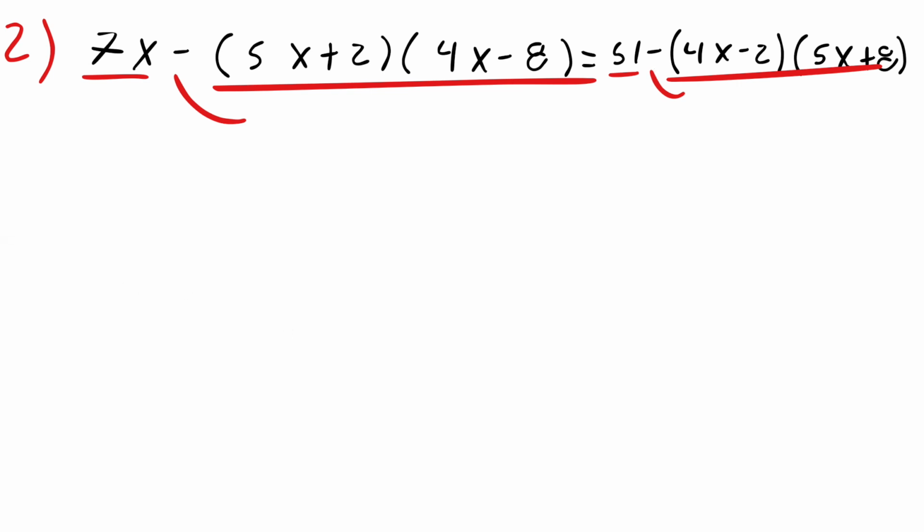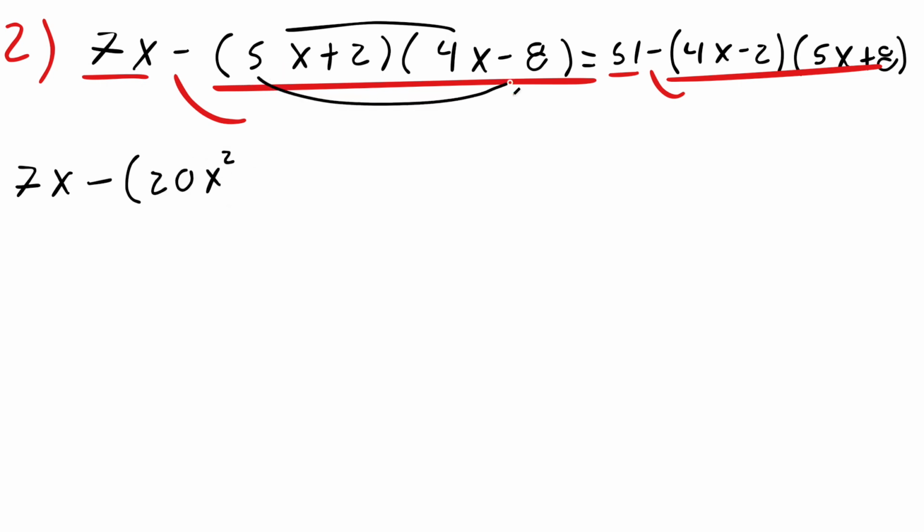Let's start. 7x remains as 7x. Minus remains as minus. What happens therefore? Alright, open parenthesis. 5x times 4x would be 20x to the power of 2. 5x times minus 8 would be minus 40x. Perfect. Now let's continue with the 2. 2 times 4x would be plus 8x. 2 times minus 8 would be minus 16.